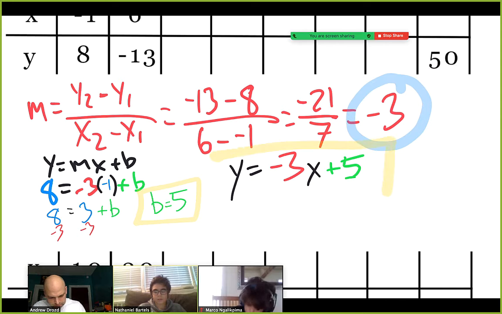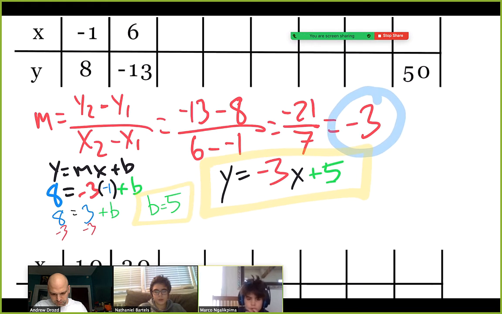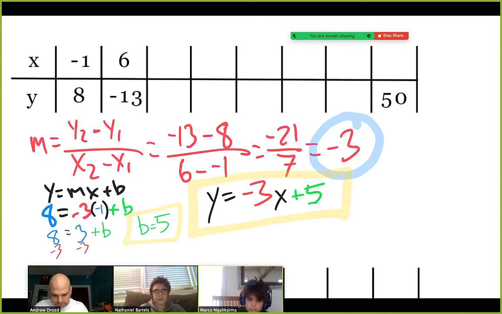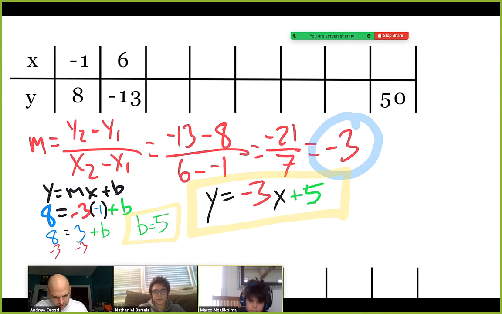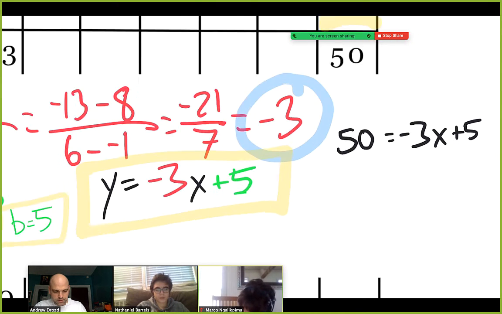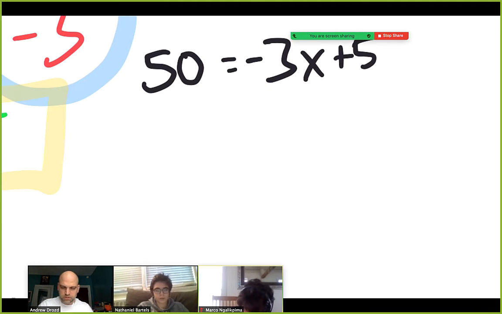Hey, Marco, I need your help now, dude. So now we're going to substitute y for 50. And let's do that right over here. So it's going to be 50 equals -3x plus 5. We don't know what x is. That's our objective. We need to isolate x. And let's do that right now. So what's the first thing that we're going to do?